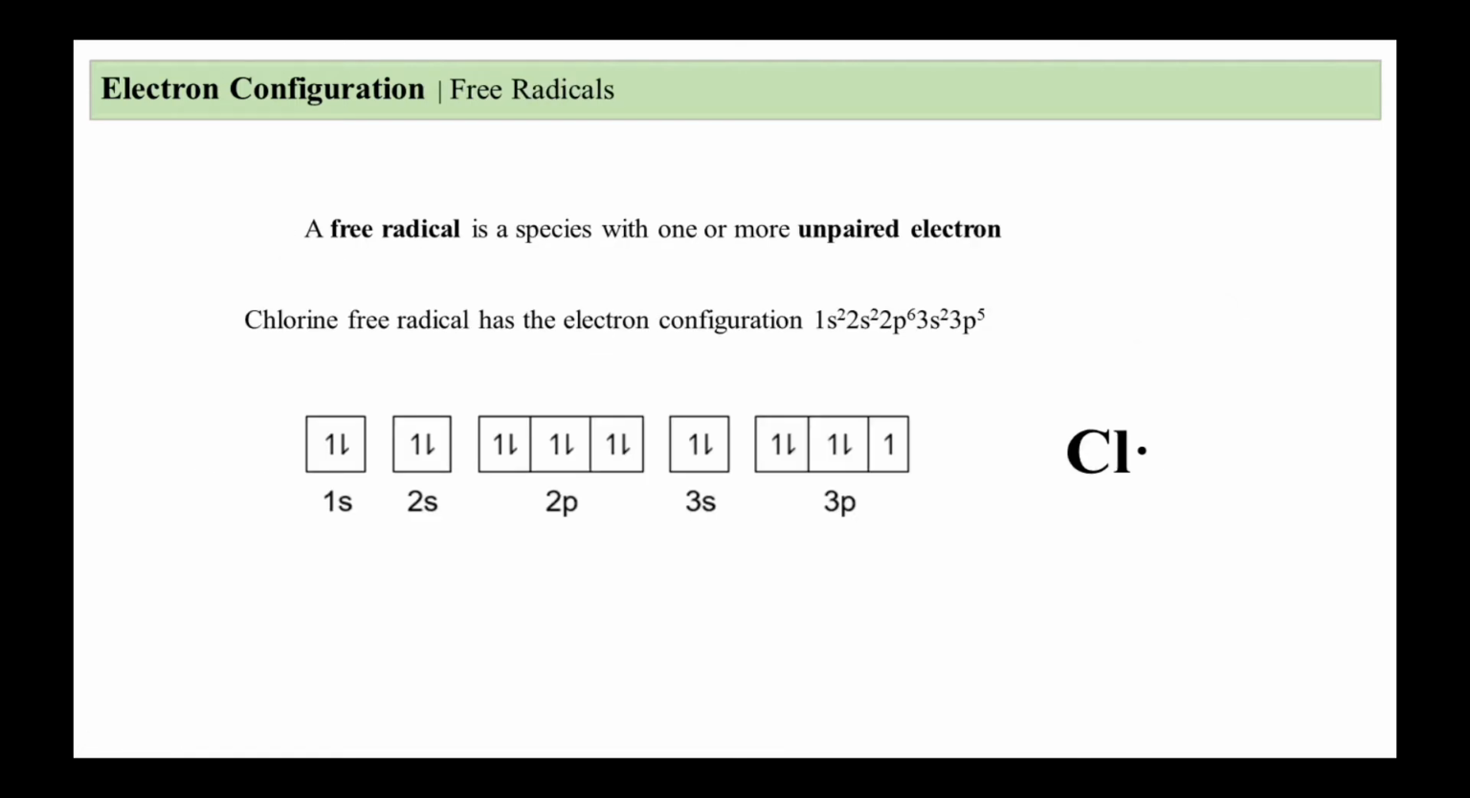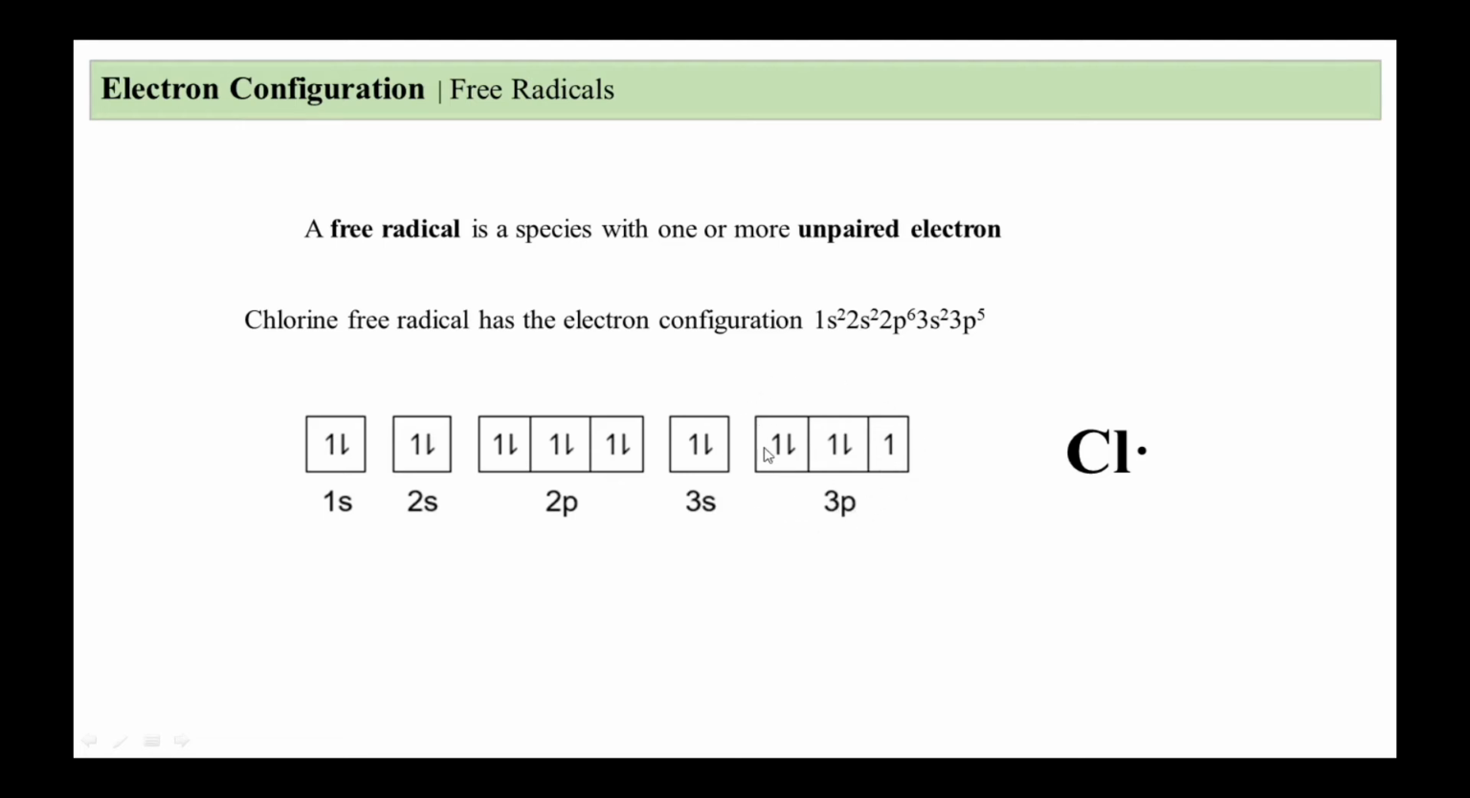Now let's see the free radicals, and by definition a free radical is a species with one or more unpaired electrons. For example, here is the example of chlorine. The chlorine free radical has the electronic configuration 1s2, 2s2, 2p6, 3s2, 3p5. If we want to represent this electronic configuration using the box notation, it will be something like what you see here: 1s2, 2s2, 2p6, 3s2, 3p5. And actually, in the 3p orbital or subshell, there are 5 electrons.